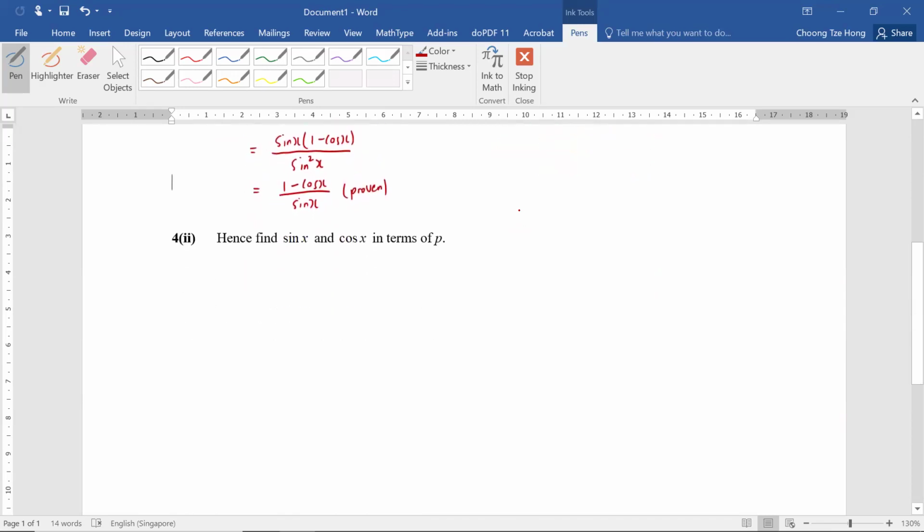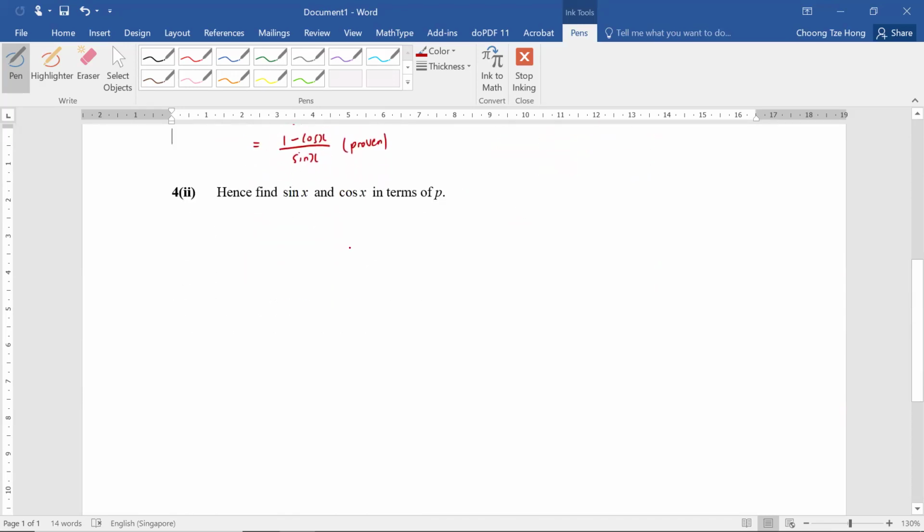They want us to find sine x and cosine x in terms of p. That means they want us to find sine x, and on the right side some terms, but everything must be in terms of p or some constant number. So what do we have so far? We have p is equal to 1 plus cosine x over sine x, and 1 over p is 1 minus cosine x over sine x.